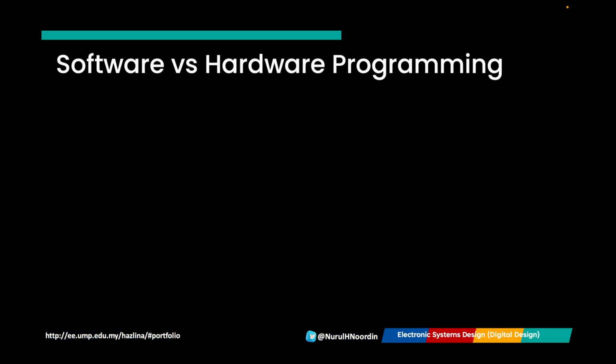As we dive into the world of digital design, we need to talk about the languages we use to build these systems: Hardware Description Languages, or HDLs. But before we write a single line of code, we need to address a critical mindset shift: hardware programming versus software programming. Hardware programming is fundamentally different from traditional software programming.